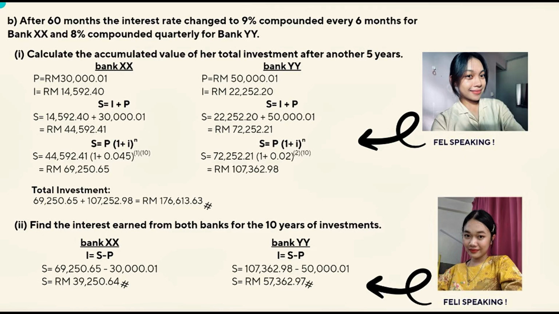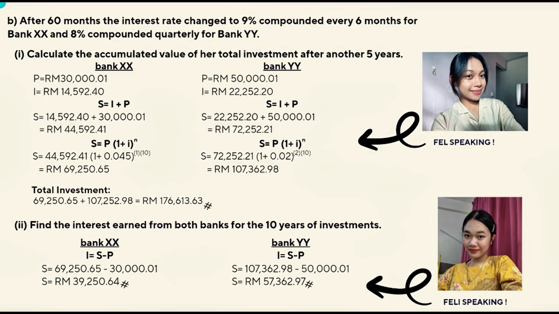B. After 60 months, the interest rate changed to 9% compounded every 6 months for Bank XX and 8% compounded quarterly for Bank YY. B1, Roman. Calculate the accumulated value of her total investment after another 5 years. In the previous question, we already found P and I for both banks. So we add both of the P and I using the S equals P plus I formula. For Bank XX, we will get 44,592 ringgit 41 cents and 72,252 ringgit and 21 cents for Bank YY.